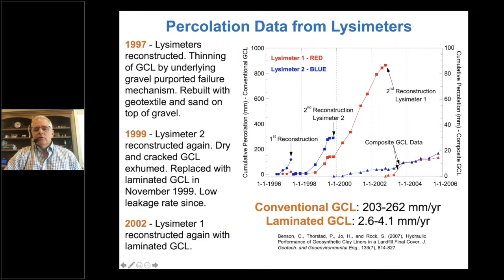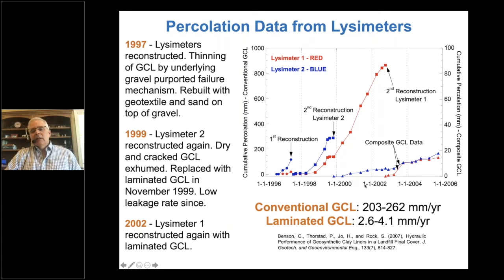The conventional GCLs in this environment had a percolation rate of 200 to almost 300 millimeters a year. And in two different lysimeters, it was reconstructed one time and got the same behavior. First, they thought maybe there was a mistake during construction. We'll rebuild it, see if we just made a mistake. In fact, they rebuilt it. Same thing happened again. You know, this blue line here went up, they rebuilt it, and the same thing happened. Something happened to that GCL.